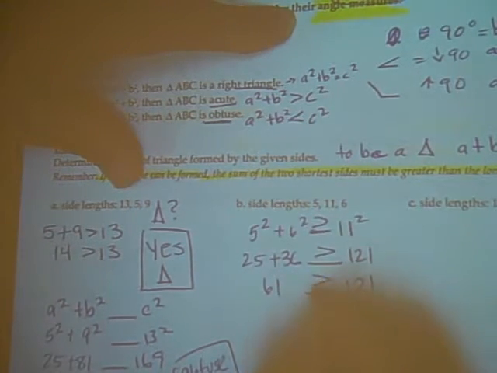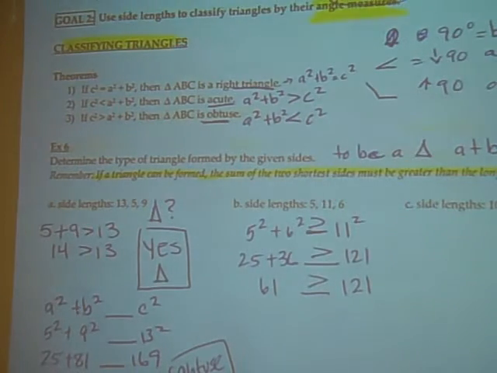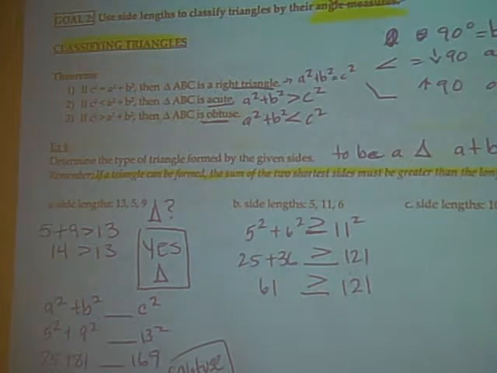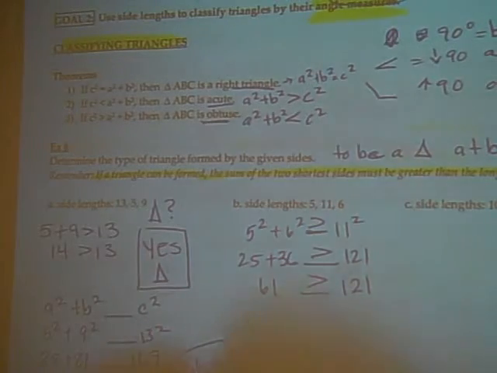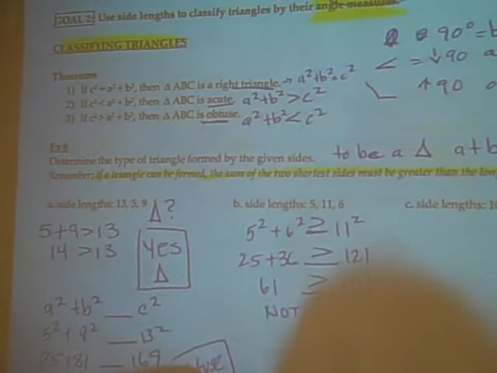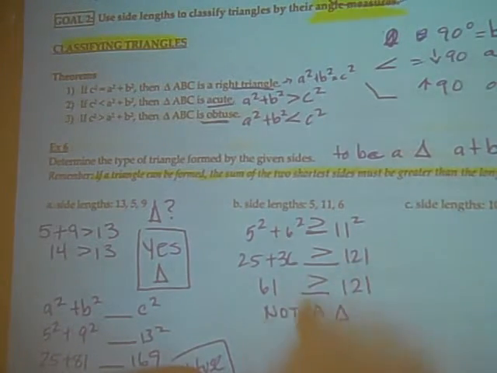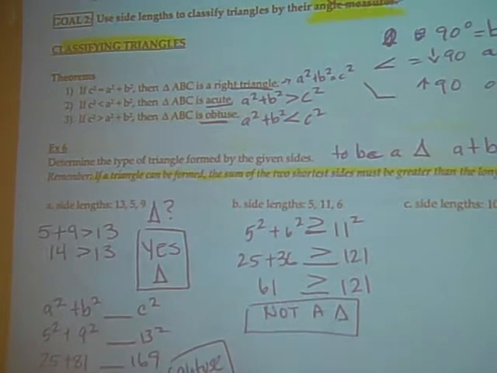When we're trying to find out if it's a triangle, the first two numbers have to be greater than the third. Is this the case? No. So right here we have not a triangle. And guess what? We're done with that one. We don't need to find out what kind of triangle it is because it's not a triangle.